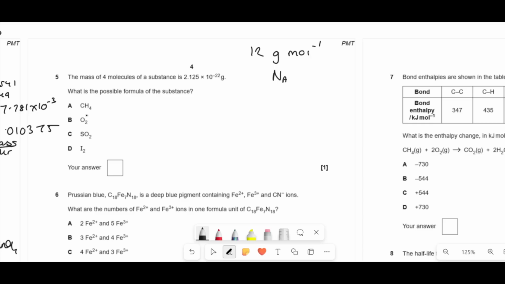So if we're going to work out the formulas, we're going to have to figure out the mass of this thing in grams per mole. We only have 4 molecules here. So that means 1 molecule is going to equal 2.125 times 10 to the minus 22 divided by 4. If I do that, that will give us 5.3125 times 10 to the minus 23. That's 1 molecule.